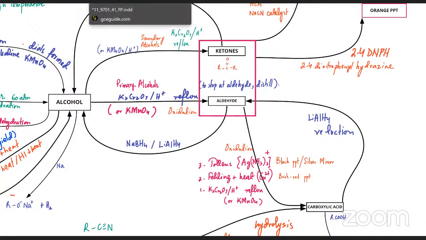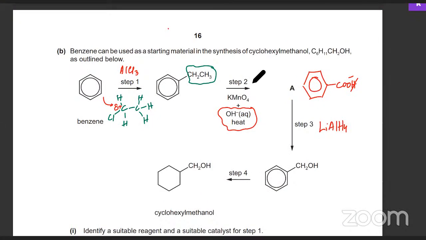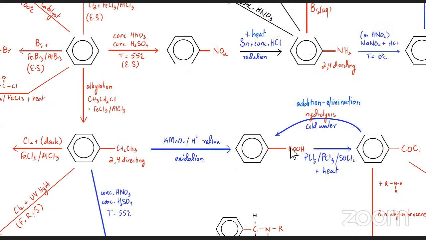Step 2. You're talking about step 2? Yes, sir. Step 2 is simply this one, that whenever you've got an alkyl side chain on benzene, that's an arene. Whenever you have that, KMnO4 acidified and reflux will result in the formation of a carboxylic acid. The side chain will just break off and it will just turn into a carboxylic acid. You don't need to know the mechanism. Just remember the fact that the alkyl chain, wherever it is attached to the benzene, will just turn into a carboxylic acid. Is that clear?